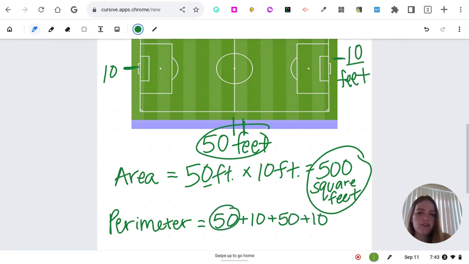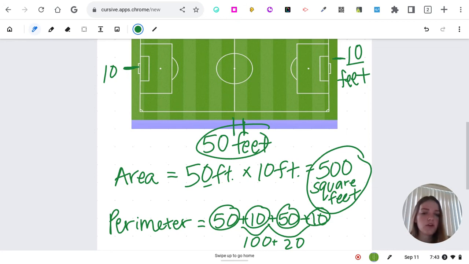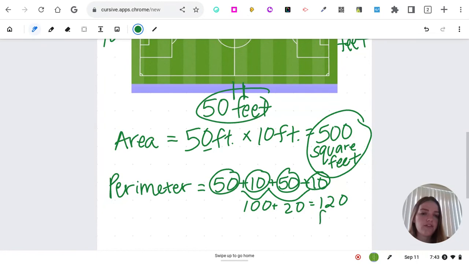I know that 50 plus 50 is going to give me 100, and 10 plus 10 is going to give me 20. 100 plus 20 is 120, and then I'm just going to write feet. And that would be if I were to walk the whole perimeter of this soccer field, I would walk 120 feet.